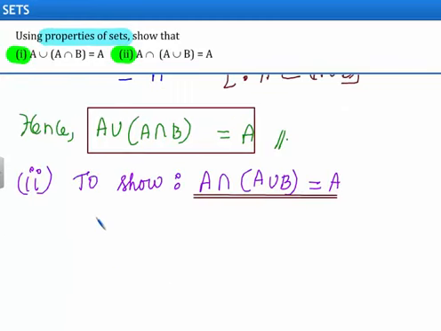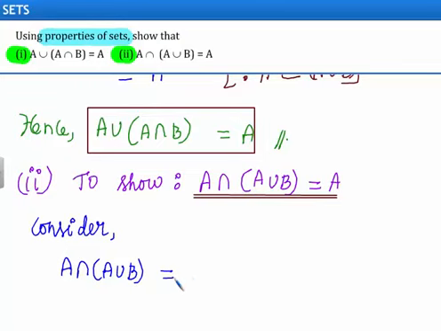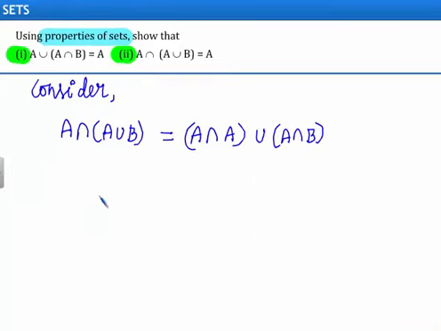In the second part of the problem, we need to show A intersection A union B is equal to the set A itself. For that, let us consider A intersection A union B. So this will be equal to A intersection A union A intersection B. What is the name of the property which we have used here? It is distributive law.